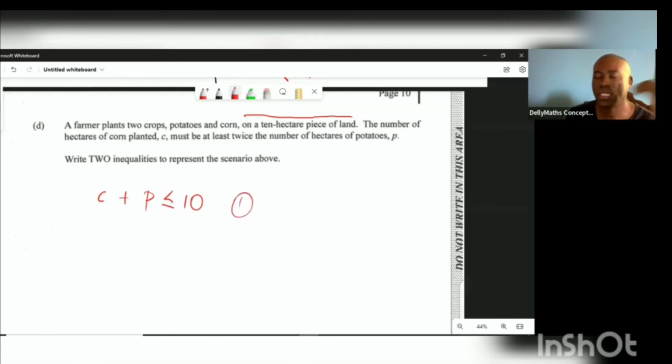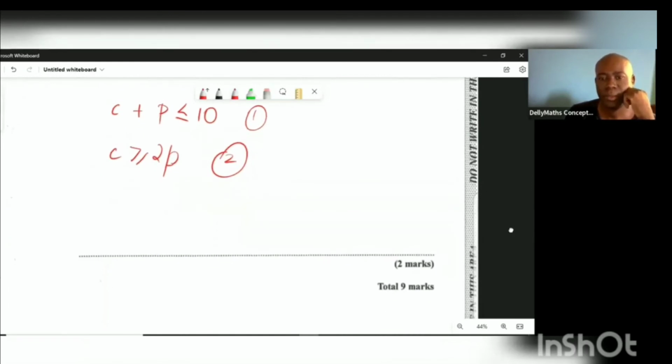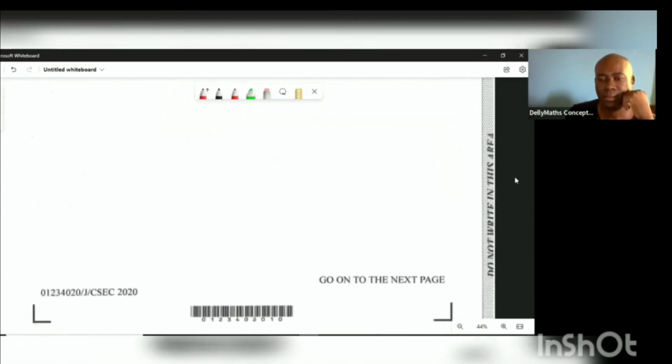What's the next inequality? They gave a scenario: the number of hectares of corn planted must be at least twice the potatoes. If it is at least, it must be greater than or equal to 2 times P. So that's the second inequality there. We picked up our 2 marks there, and that's that.